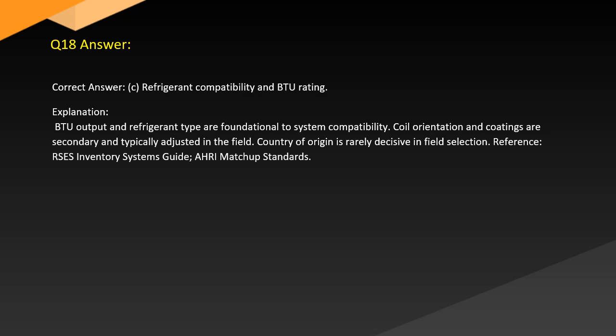Answer. Correct answer: C. Refrigerant compatibility and BTU rating. Explanation: BTU output and refrigerant type are foundational to system compatibility. Coil orientation and coatings are secondary and typically adjusted in the field. Country of origin is rarely decisive in field selection. Reference: HVACR Inventory Systems Guide, AHRI matchup standards.